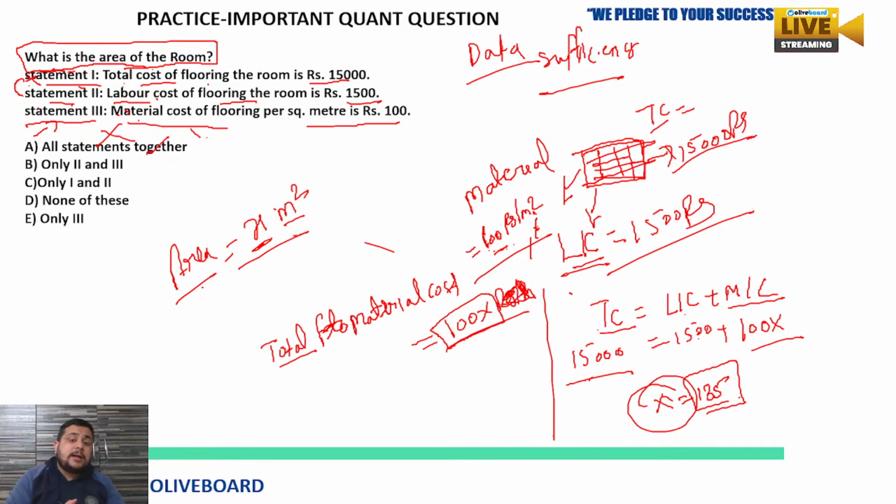So 135 meter square is the area of the room. So ultimately we are getting the answer. No need to solve further. Okay, till here. Don't go for the full solution. Just realize whether you can use this data to get the answer or not. If you are able to solve it by the help of these three or two, as I said earlier also, then answer the question accordingly. So here we need all the three statements together. So option A is the correct answer.